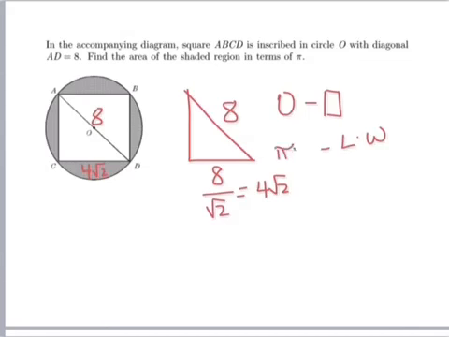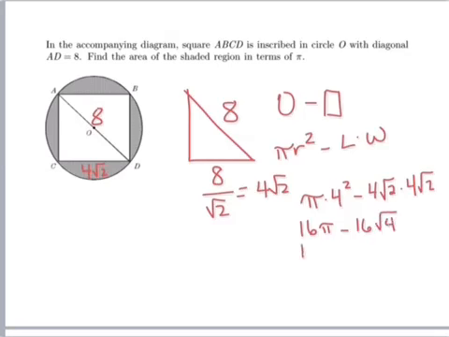So it's pi r squared. But I know the radius of my circle, since the diagonal of the square was 8, then that's going to make the radius of the circle be 4. So we can put in pi times 4 squared minus the length and width of my square is 4 square root of 2 for both of them. But then this is going to be 16 pi minus 4 square root of 2 times 4 square root of 2, which is 16 square root of 4, which is 16 times 2, which is 32.